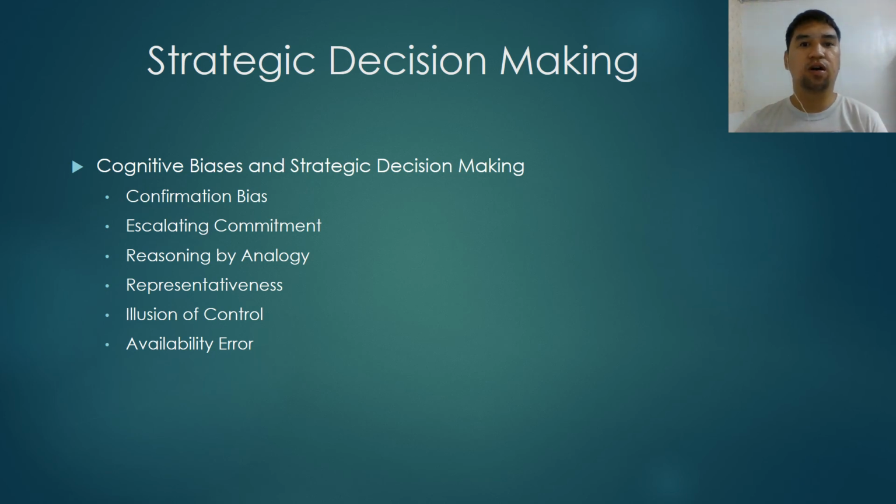Illusion of control, or the tendency to overestimate one's ability to control events. General or top managers seem to be particularly prone to this bias. Having risen to the top of an organization, they tend to be overconfident about their ability to succeed. Availability error arises from our predisposition to estimate the probability of an outcome based on how easy the outcome is to imagine.